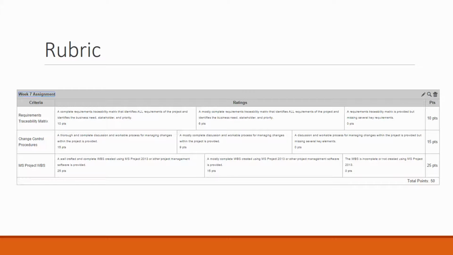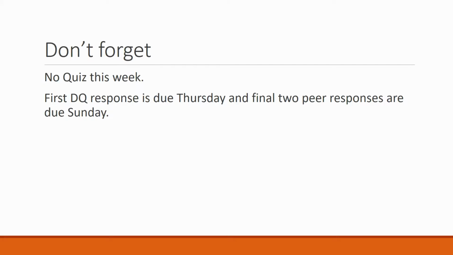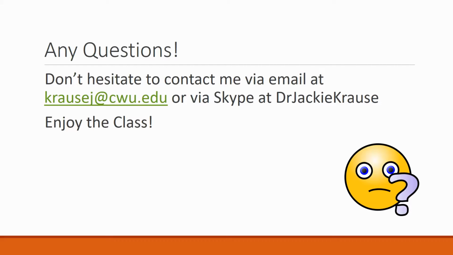All right. Now your rubric is a traceability matrix, change control procedures, and your work breakdown structure, total of 50 points: 10, 15, and 25. All right. There's no quiz this week. Your first discussion question, as I mentioned, is due Thursday. Your initial response with your 2 peer responses due on Sunday. All right. So if you have any questions, don't hesitate to reach out to me and let me know.